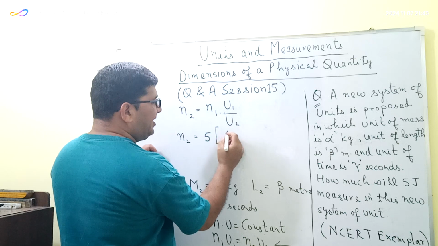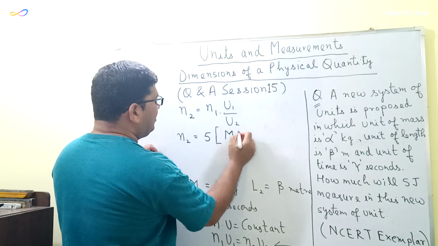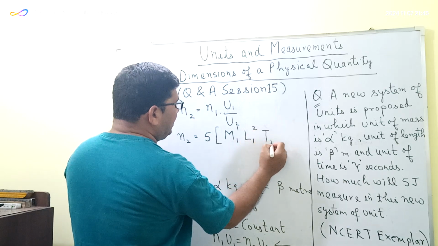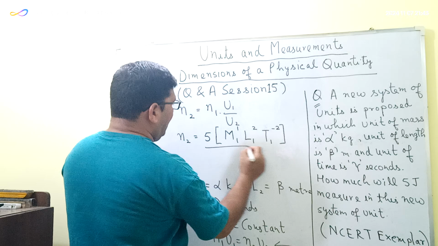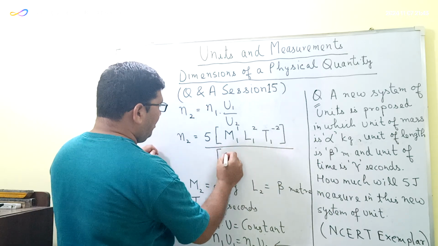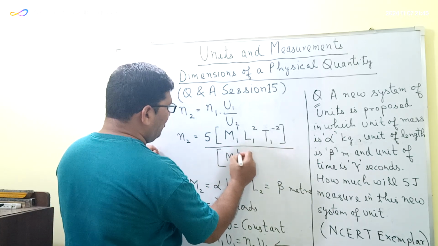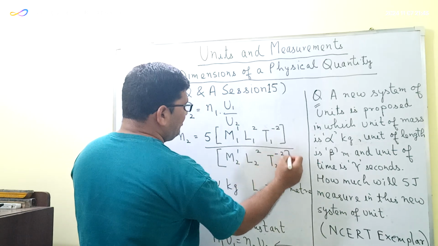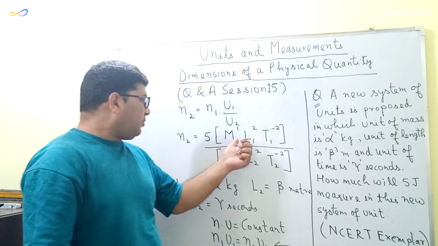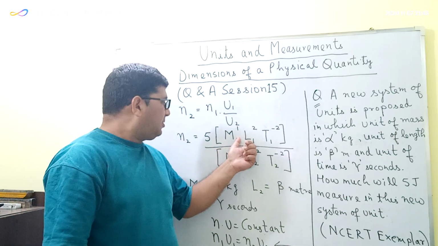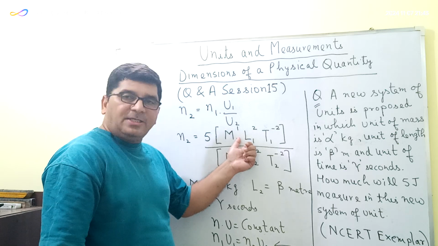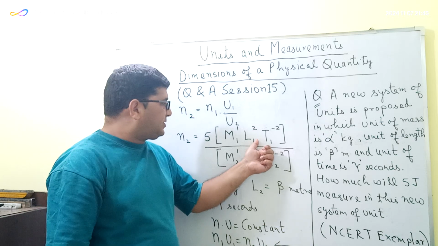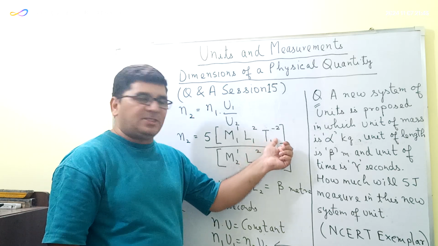U1 will be written as M1 to the power 1, L1 to the power 2, and T1 to the power minus 2, and U2 will be equal to M2 to the power 1, L2 to the power 2, and T2 to the power minus 2. Because we have taken the unit of mass in the SI system of unit as M1, the unit of length in the SI system of unit as L1, and the unit of time in the SI system of unit as T1.